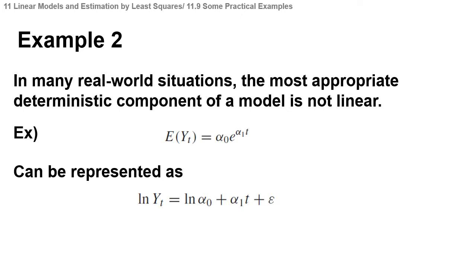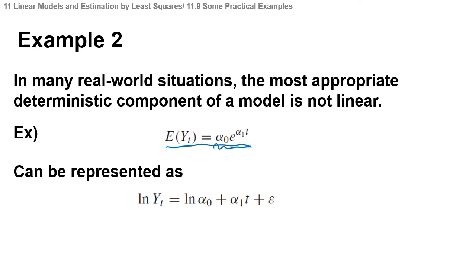In many real-world situations, the most appropriate deterministic component of a model is not linear. So far we learned the linear model, but in reality many situations can be explained in a nonlinear way. For example, we can model a certain situation this way: the expected value of Y_t is equal to alpha 0 times e to the alpha 1 times t. Then how can we use the linear model for this situation? Actually, we can do it.